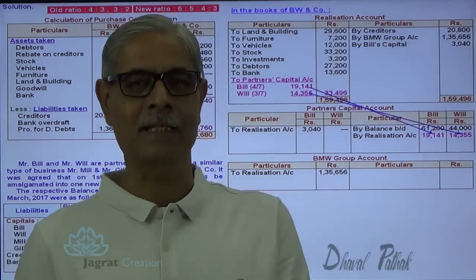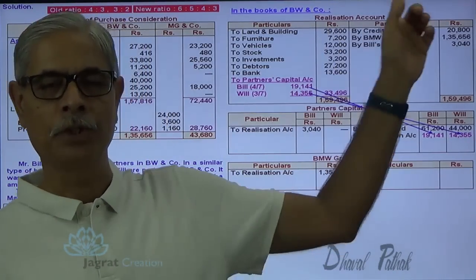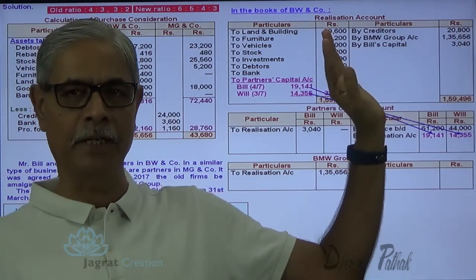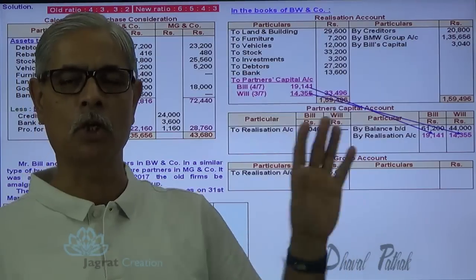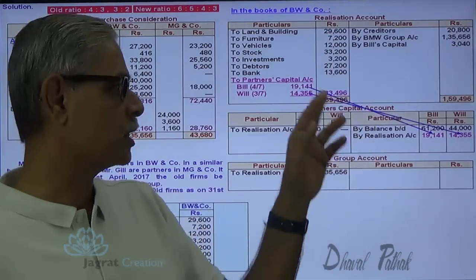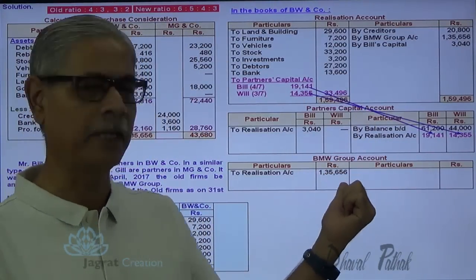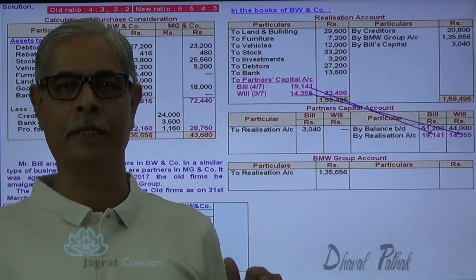So all the assets to be realized are transferred to the debit side of realization account. Realized value credited to realization account. Profit or loss on realization of business, on sale of business, is transferred to the partner's capital account in the profit sharing ratio. This is the amount to be recovered from the new company.